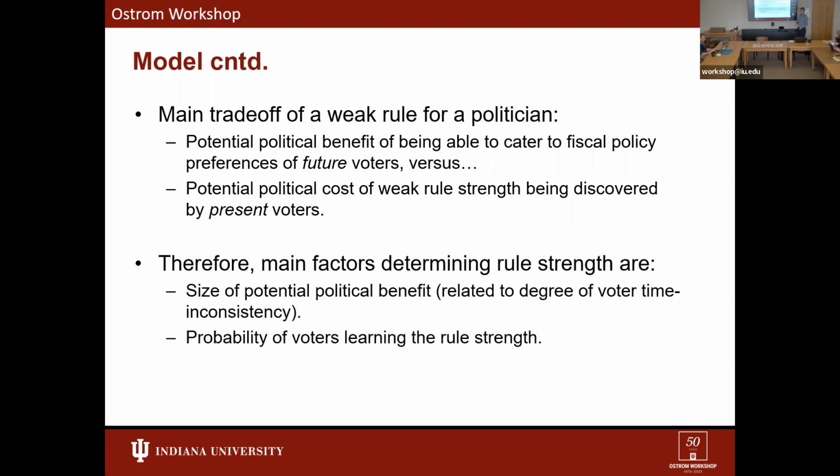In this framework, the main factors determining rule strength are the size of the potential political benefit of catering to fiscal policy preferences of future voters and the probability of voters in period 1 learning the rule strength. If there's a major potential benefit of being able to cater to voters in period 2, that's going to increase the likelihood that a politician is going to want to propose a weak rule in the first period. And also if the probability of voters learning the rule strength is relatively low, that would also contribute to politicians being more likely to want to propose a weak rule, because there's less chance of the rule strength being found out, and thus the potential political cost of that is lower.